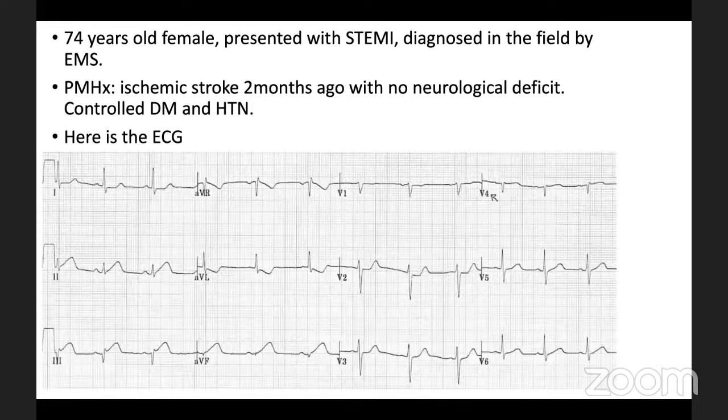So this is a 74 year old female presented with a STEMI diagnosed in the field by EMS, past medical history: ischemic stroke 2 months ago with no neurological deficit, controlled diabetes and hypertension. Here's the ECG. Can you comment on the ECG? I can see ST segment elevation on lead 3 and ST segment depression in the AVL and 1. Okay.